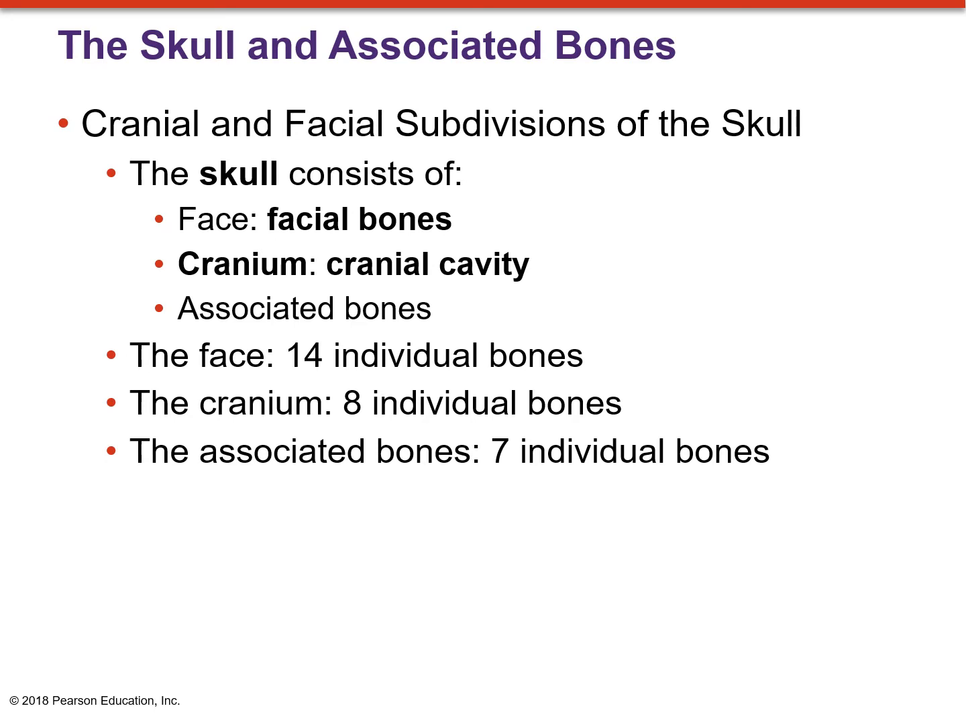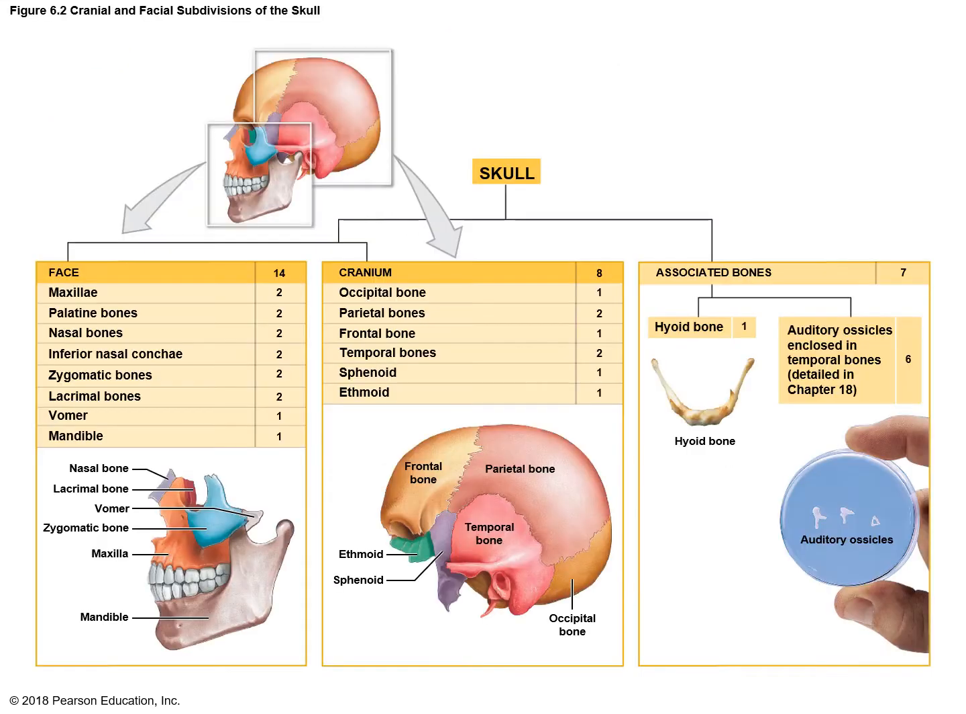So the skull is going to consist of the face and the cranium, right? The face is going to be 14 individual bones. The cranium is going to be 8 individual bones, and we also have some associated bones that's going to consist of 7, right? And we'll look at these in the numbers right here. Looking at the skull, looking from left to right, we have the face. It's going to consist of the maxillae, the palatine bones, the nasal bones, inferior nasal conchae, the zygomatic bones, the lacrimal bones. We're going to have the vomer and the mandible, right?